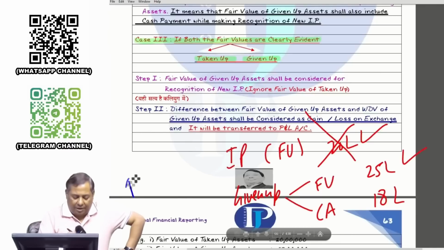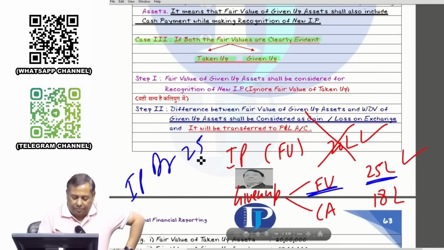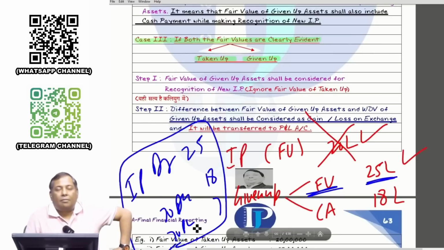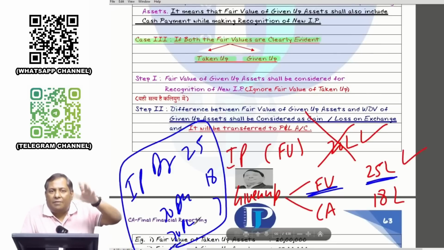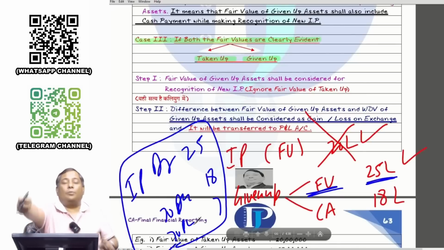So you will create the entry: IP debit, fair value of given up 55 lakhs. This is the cost. Two assets. Carrying amount is 18 and in P&L it's 7 lakhs. If taken up is there and given up is not, refer to taken up. If taken up is not there and given up is, refer to given up. If both are there, refer to given up.